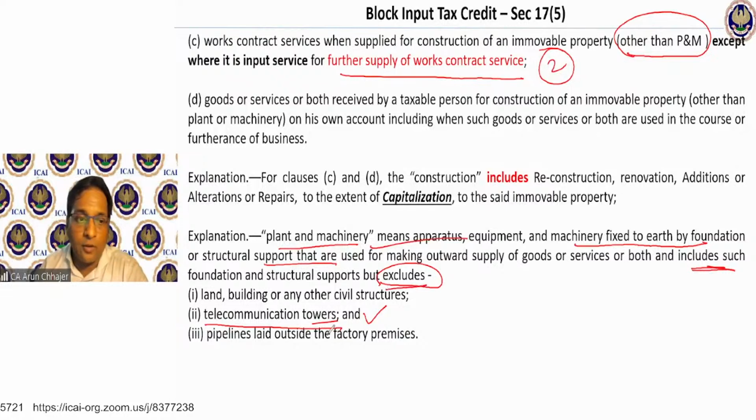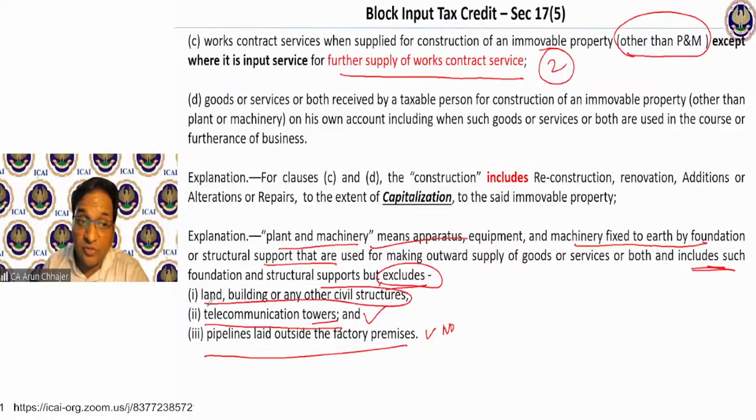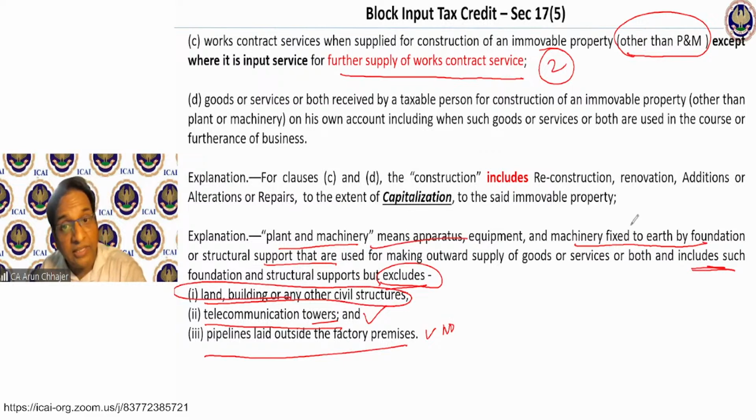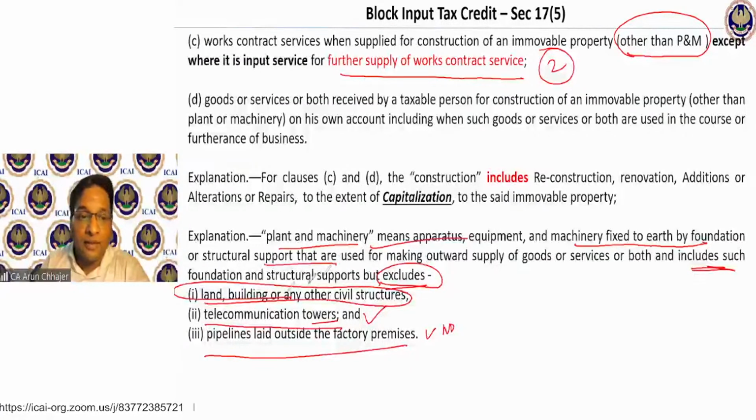Will the telecommunication tower be plant and machinery? Answer is no. Will the pipeline laid outside the factory premises be eligible for ITC? Answer is no. If land, building, or any other civil structure is being created, can you take the ITC? No. Which part can we take? Only if it is foundation or structural support. If it is a civil construction, a civil structure in nature, you can't take the ITC.